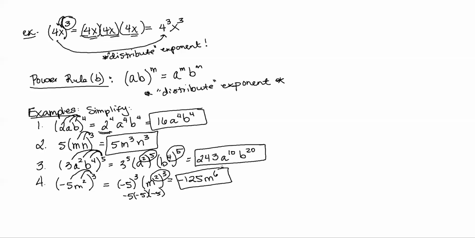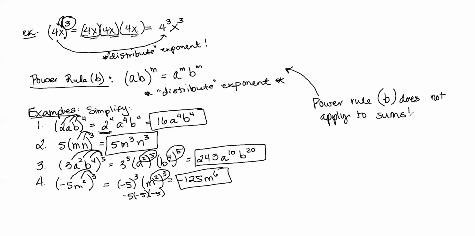All right, and one thing I want to note here is that this power rule B does not apply to sums. What I mean by this is that if we have a plus b in parentheses squared, we can't distribute this exponent. You can only distribute when it's a product on the inside, or like we'll see in a second, if it's a quotient.